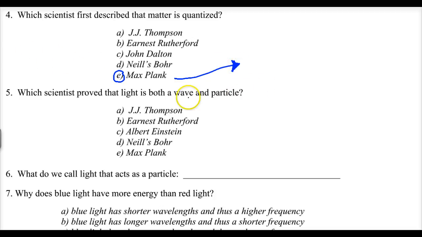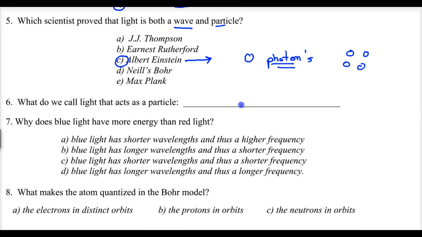Which scientist proved that light is both a wave and a particle? Well, that would be Einstein's theory, that he found in the photoelectric effect, which I kind of used the glow-in-the-dark material demonstration to help you with. But he found that light travels in these packets called photons, and light has particle behavior. Okay, so the light travels in packets, not as a continuous wave. All right, what do we call a light that acts as a particle? That's called a photon. Notice we like to use the -on ending, like a proton, electron.